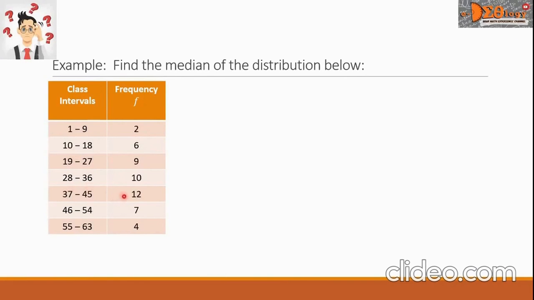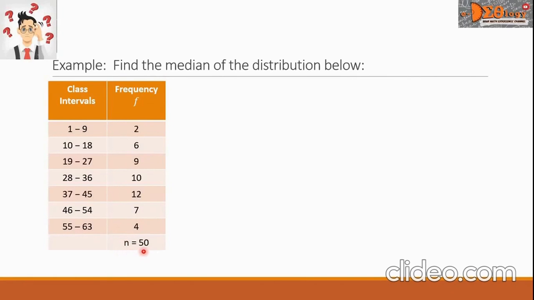Frequency of 12 for the class interval 37 to 45. Frequency of 7 for the class interval 46 to 54. Frequency of 4 for the class interval 55 to 63. First thing that we should do is to get the total of the frequency, and that is our N. It is equal to 50.